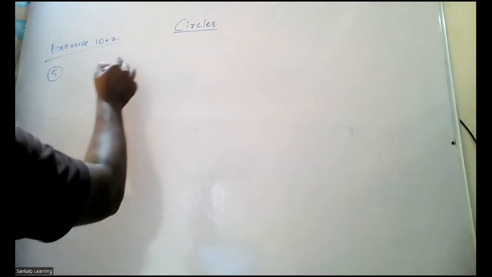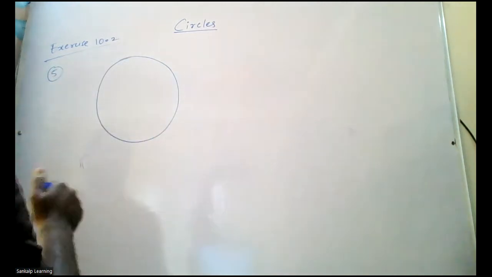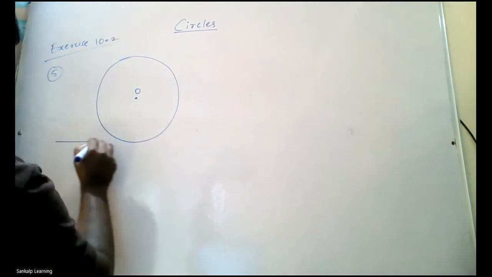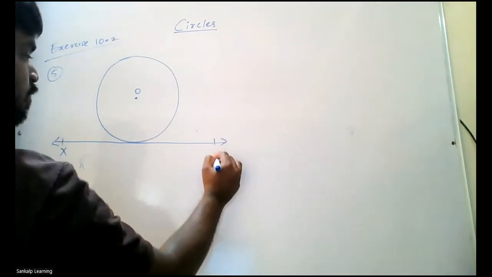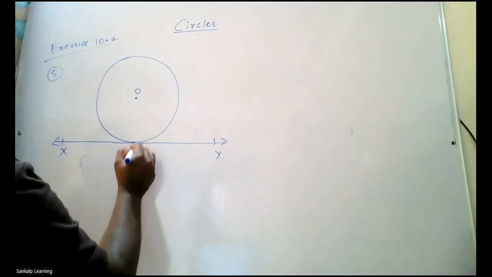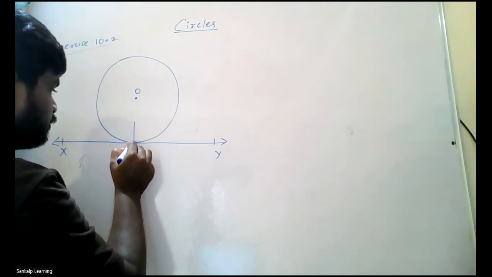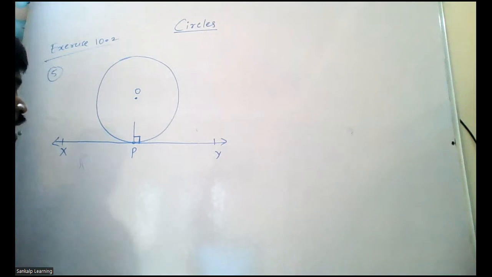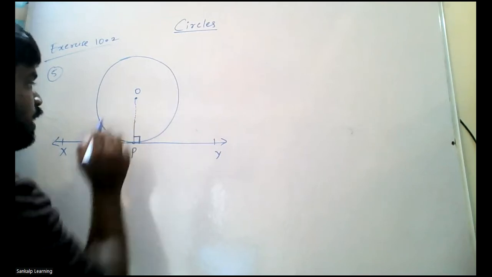Let's draw the figure and let's understand it. We have got a circle with center O. And let's consider a tangent. What is a tangent? Which meets the circle at only one point. Okay. This is P. Now I'm drawing a perpendicular here. Okay. Now if I extend, I have to prove it passes through O.